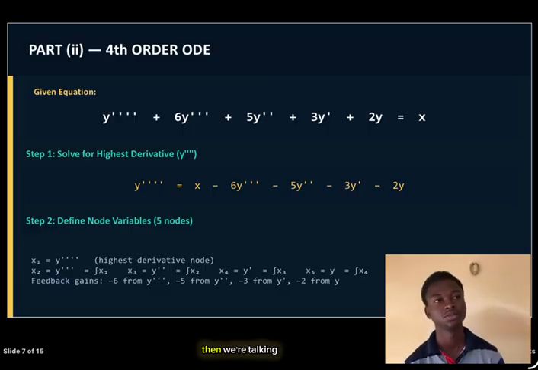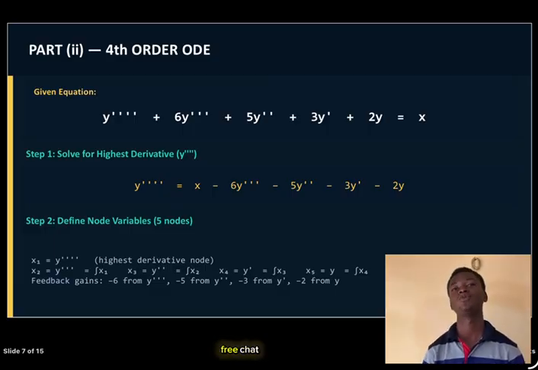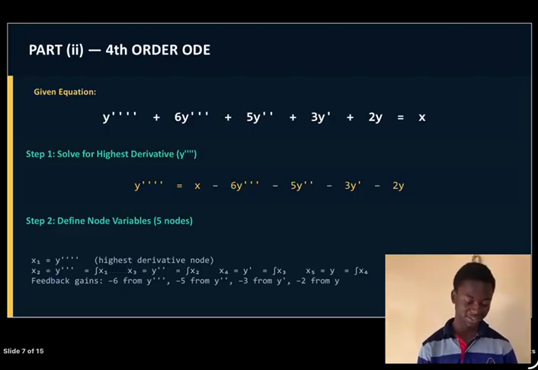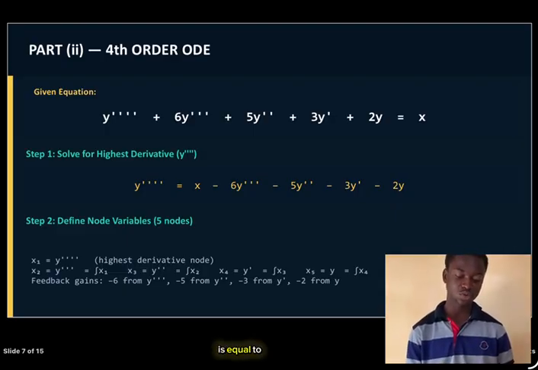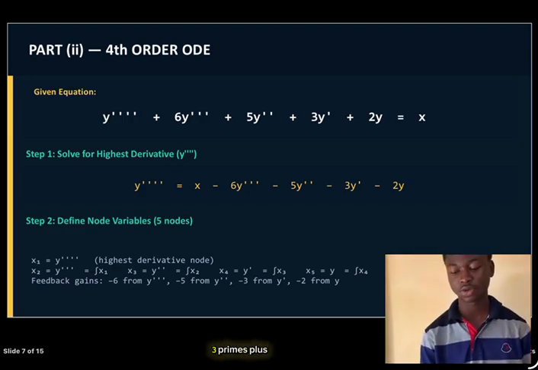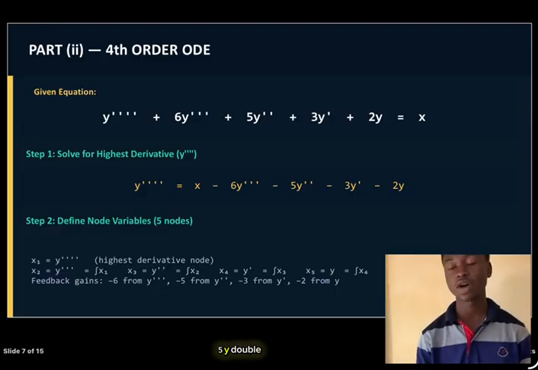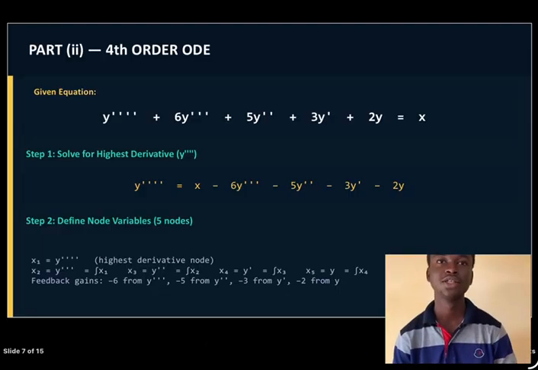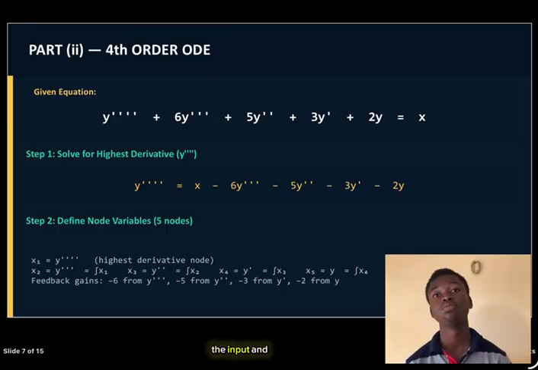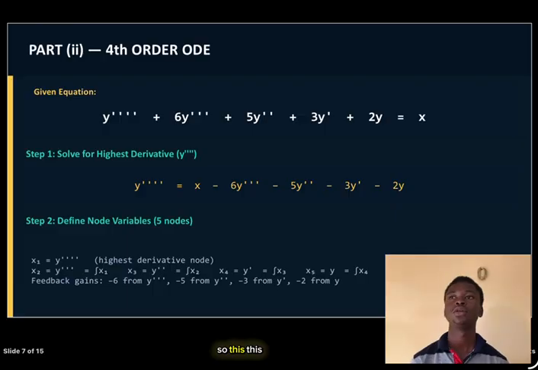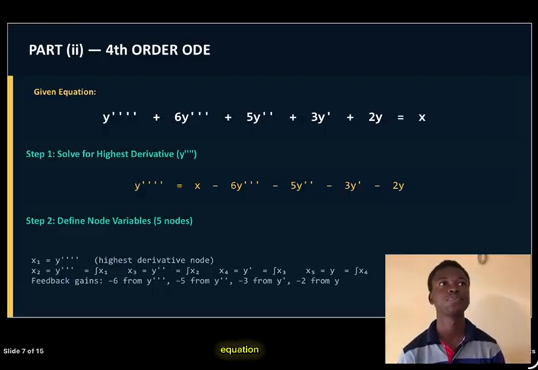I'm Max, and we're talking about the signal flow graph. So we're given the fourth order differential equation: y quadruple prime plus 6y triple prime plus 5y double prime plus 3y prime plus 2y is equal to x, where x is the input and y is the output. So this is how we are going to go about the equation.